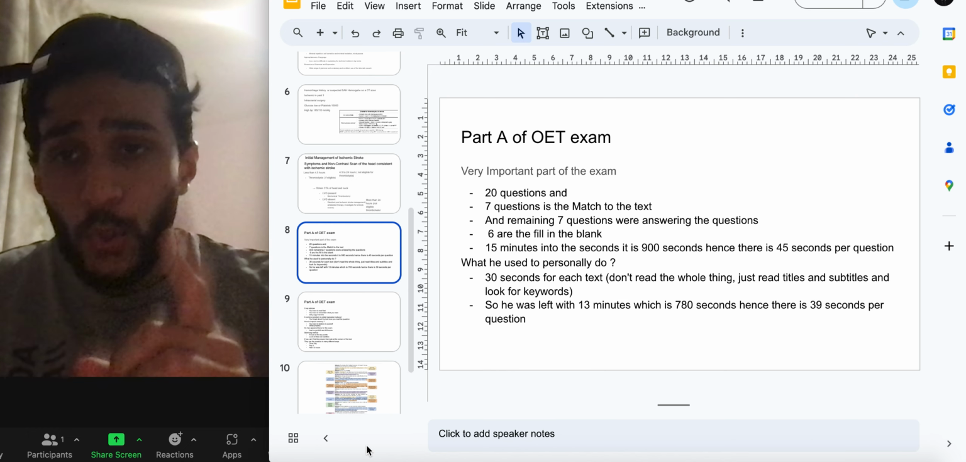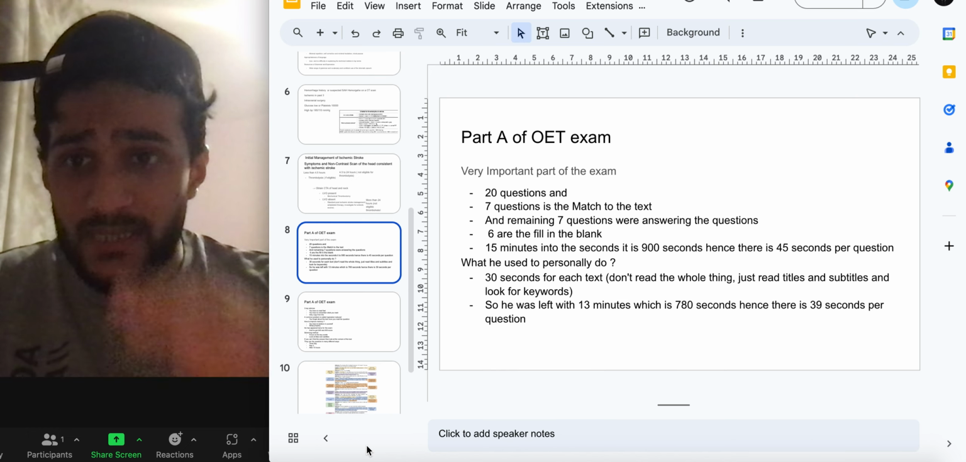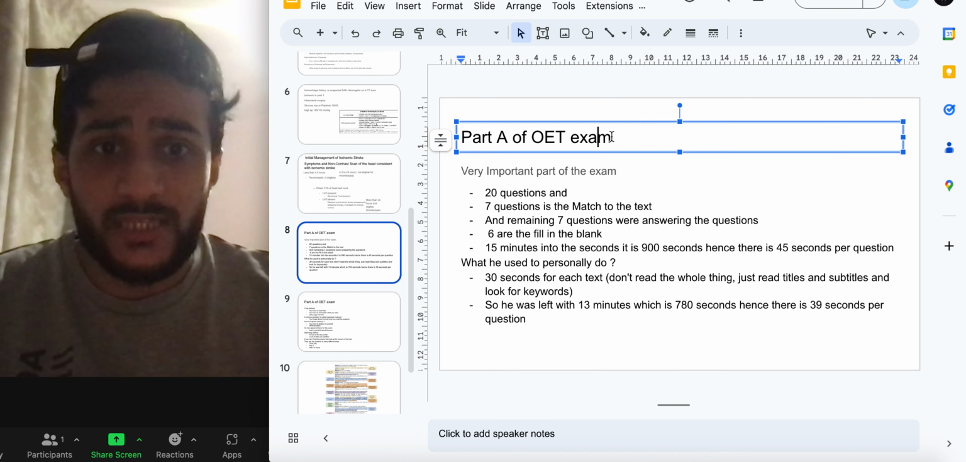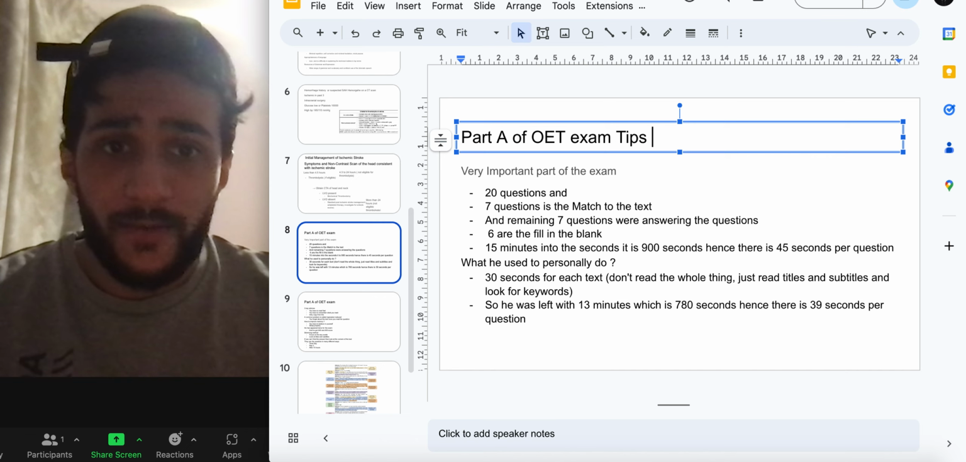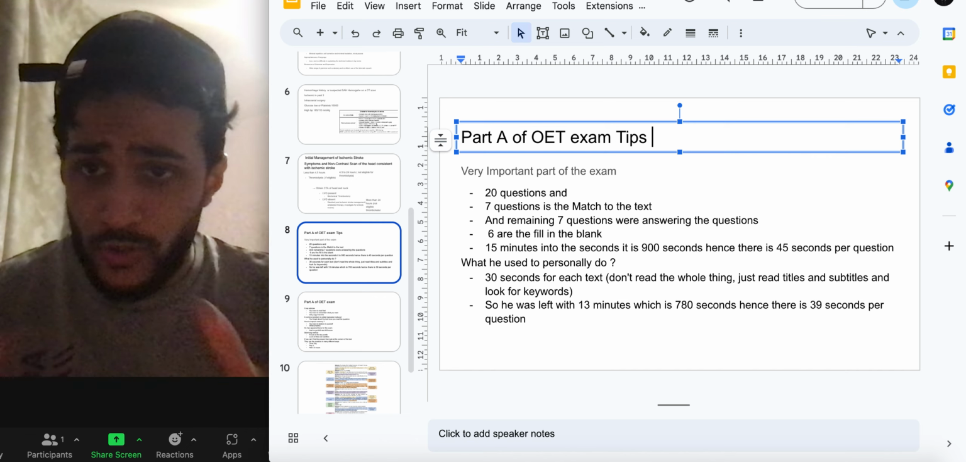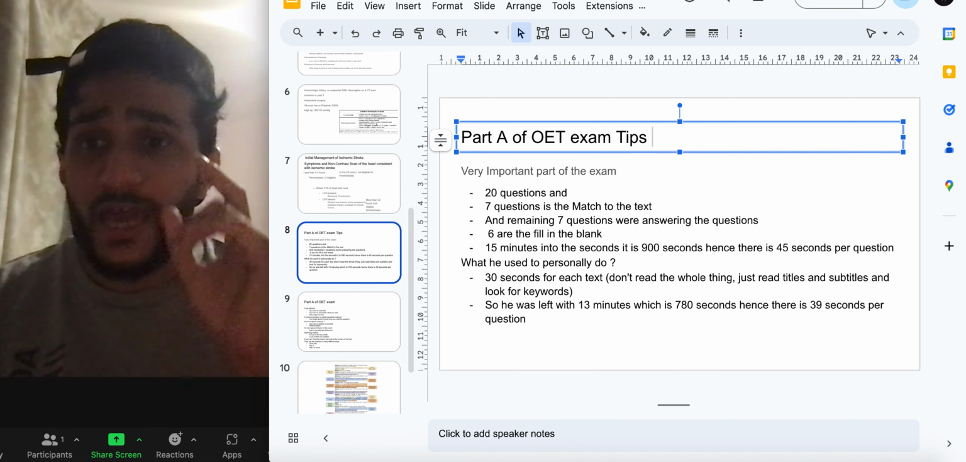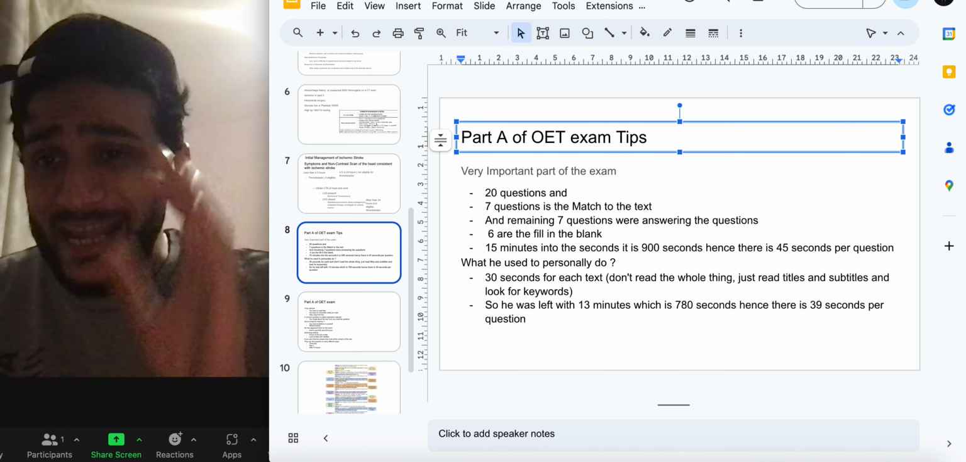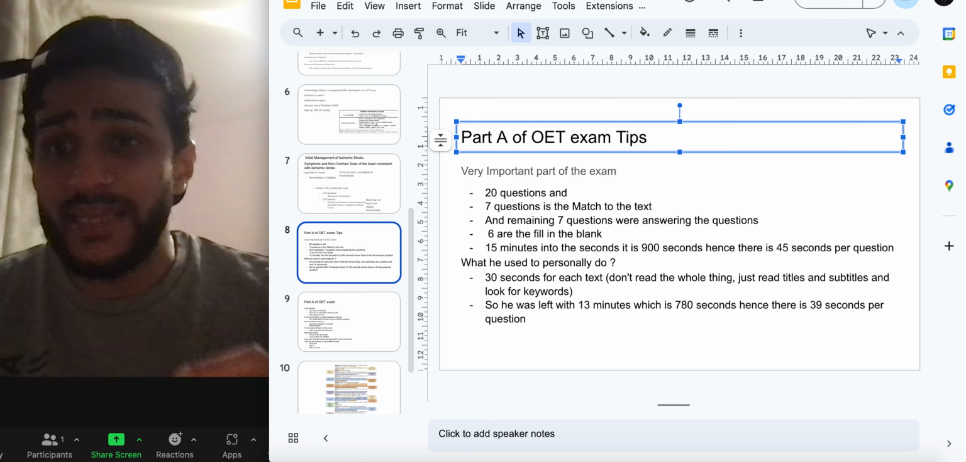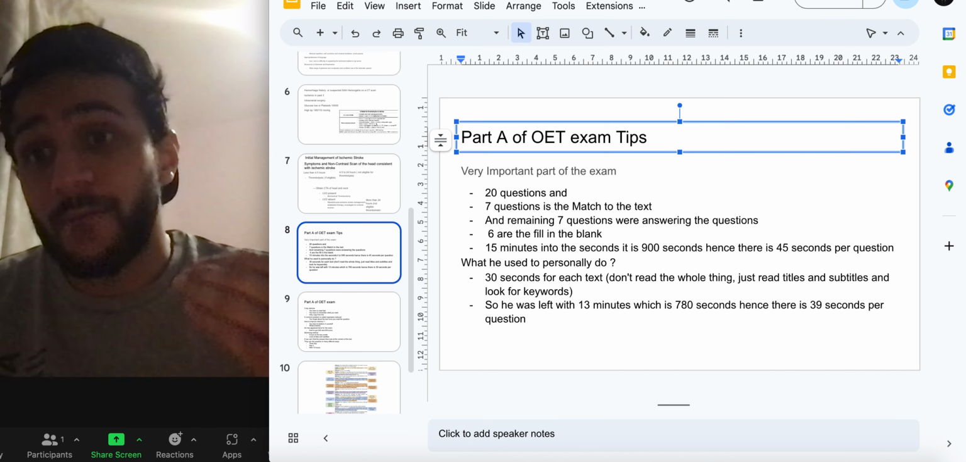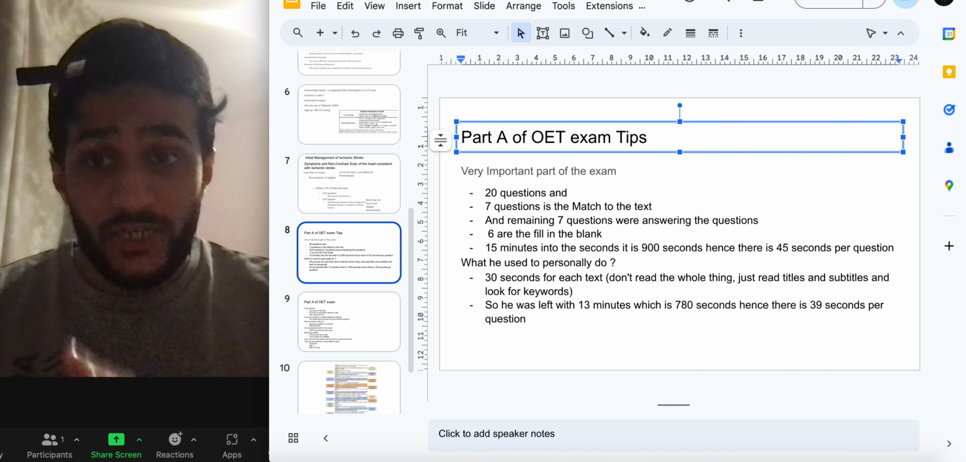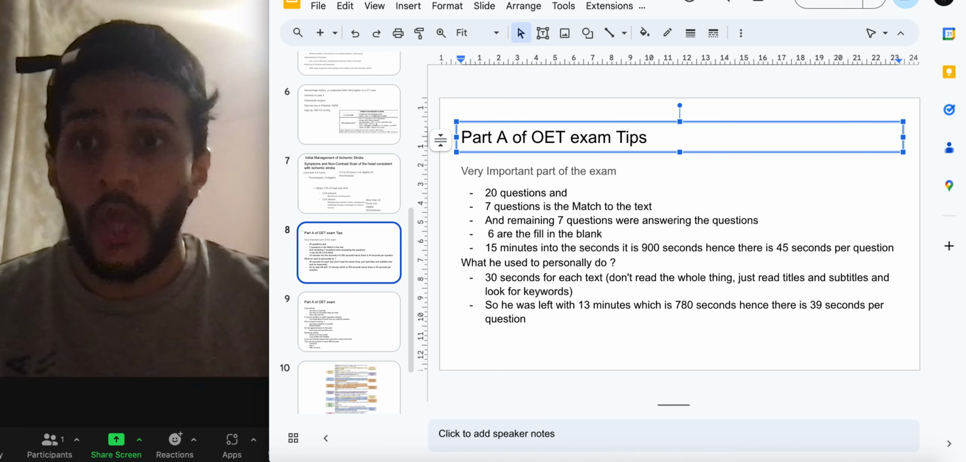Part A of the OET exam: tips and keys on how to pass this part of the exam. This is one of the most important parts of the OET exam. You have to maximize here and try to get at least 18 out of 20, 17 out of 20, or 16 out of 20, because the other two parts, Part B and Part C, are very difficult.